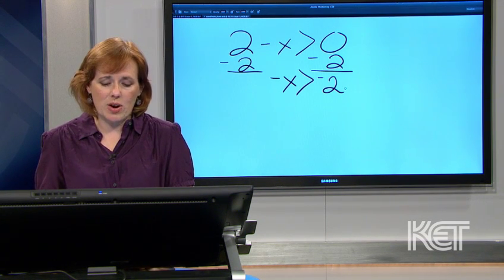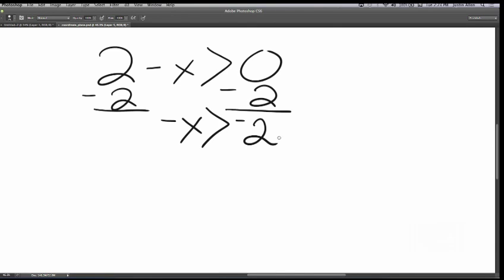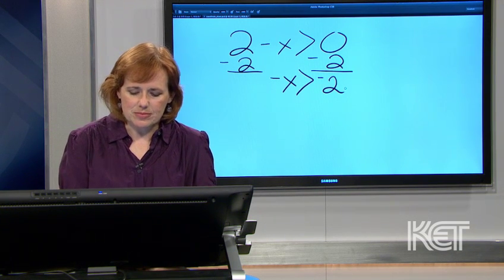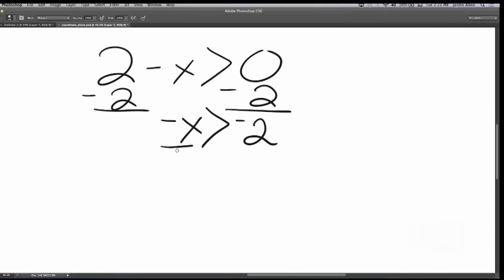In order to get rid of that -1, because I don't want negative x, I want x, we need to divide by -1 on both sides. When we do that, we're going to have to flip the inequality symbol. So we're going to divide by -1 and -1, and that's going to give us x is less than, see, I flipped it, x < 2.